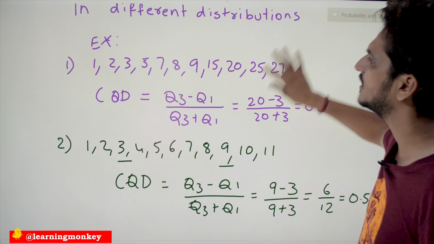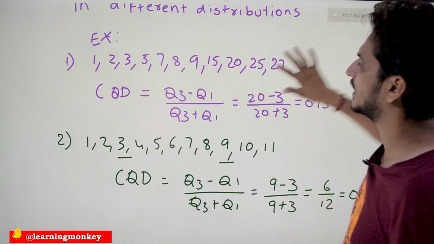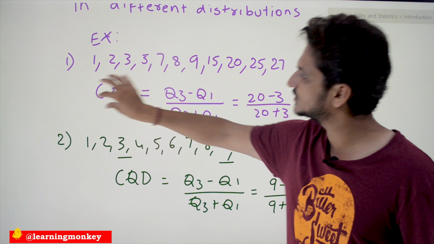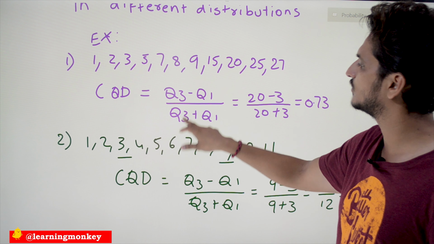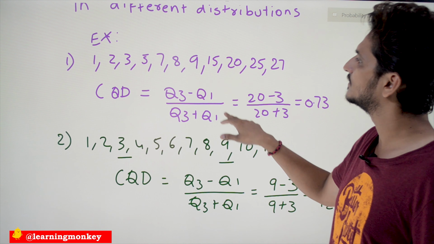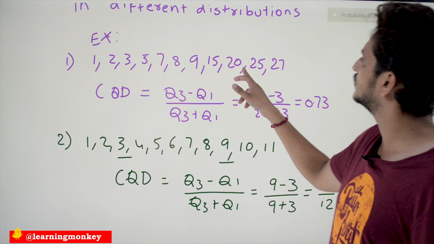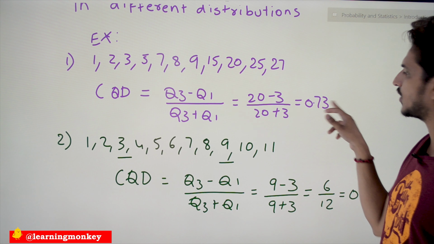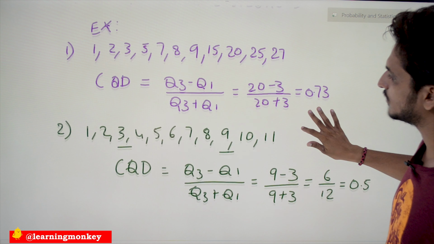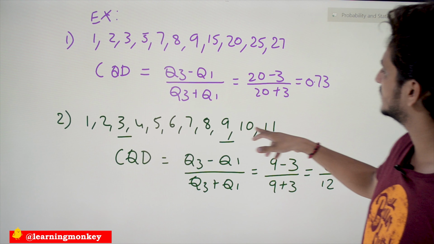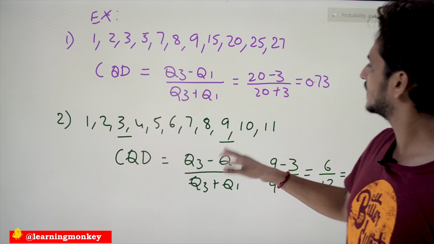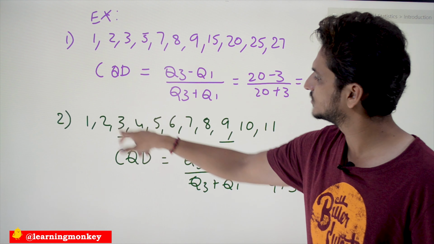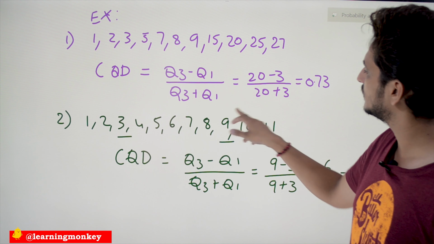Let's take an example. This is one distribution, and if you identify the coefficient of quartile deviation, Q3 minus Q1 by Q3 plus Q1, where Q1 is 3 and Q3 is equal to 20, then 20 minus 3 by 20 plus 3 is equal to 0.73. Similarly, take one more distribution: 1, 2, 3, 4, 5, 6, 7, 8, 9, 10, 11. The Q1 point is the value 3, the Q3 value is 9. So 9 minus 3 by 9 plus 3, that is equal to 6 by 12, that is equal to 0.5.